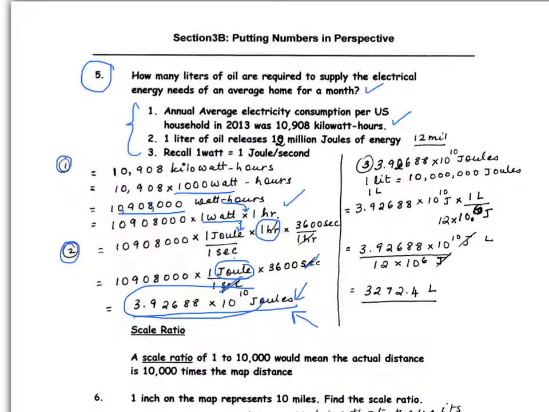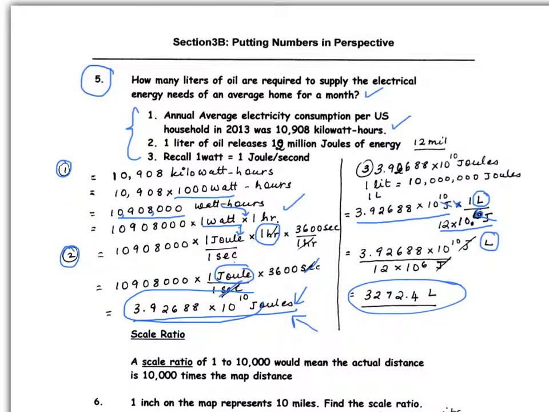Now finally, we want to figure out how many liters of oil we need to release 3.92688 times 10 to the 10 joules. So we use dimensional analysis to solve this problem. So we take the joule quantity, multiply it with 1 liter over 12 times 10 to the 6th power joules. So why we do this is to be able to cancel the joules and the joules, and that way we have liters left in the numerator, and that gives us the amount of liters of oil that we need to produce 3.92688 times 10 to the 10 joules. So doing all the calculations using a calculator, that is the quantity that we get. 3,272.4 liters of oil is needed.